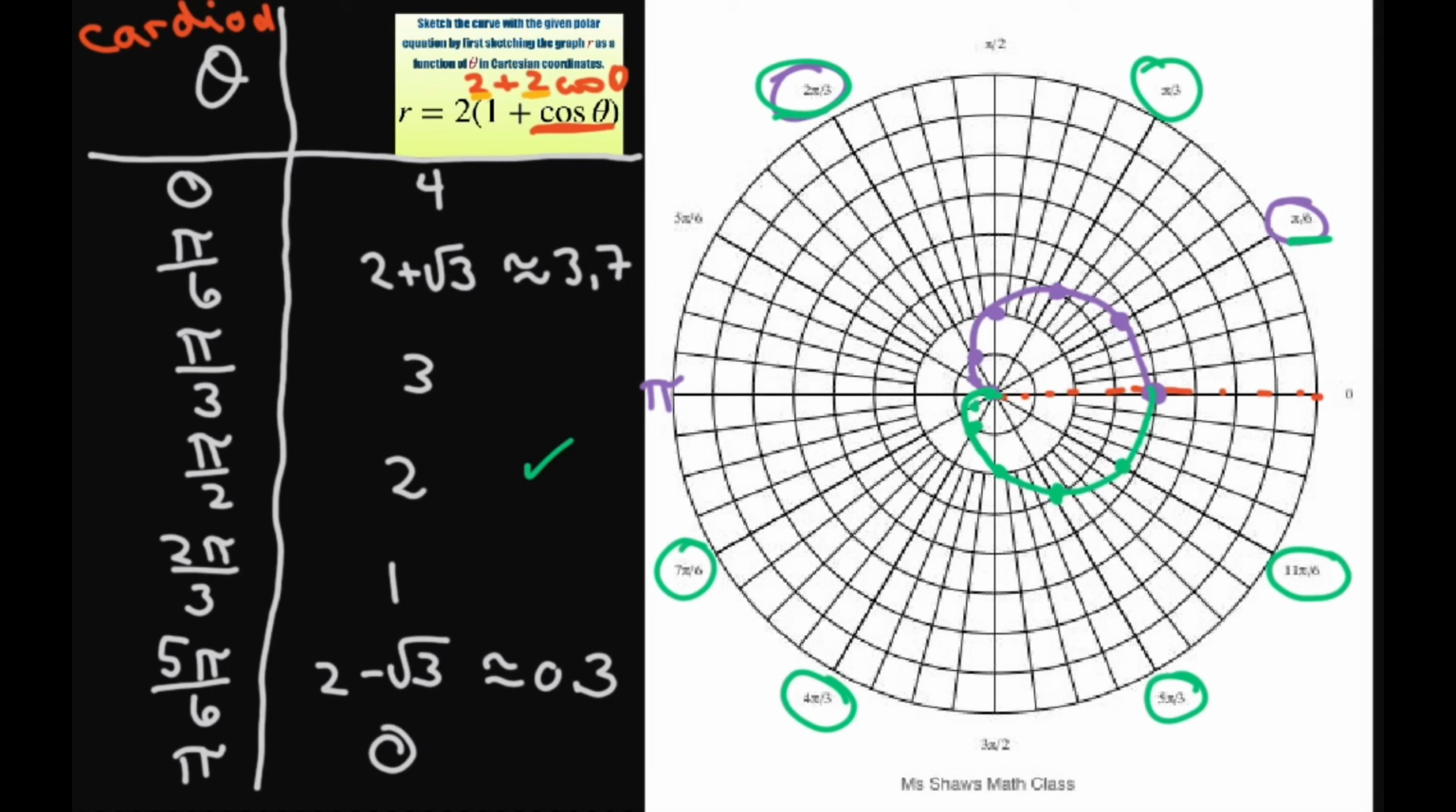So that's the difference between the graphs. This is your polar graph, and then you did your rectangular graph. And that's what a cardioid looks like.